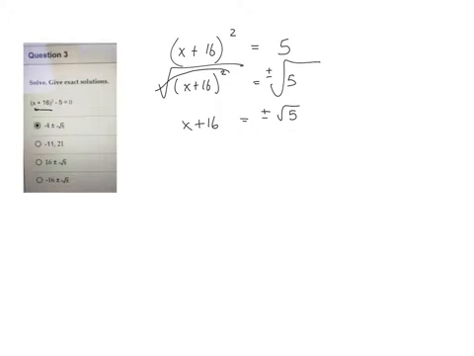Now I want to solve for x, so I have to subtract 16 on both sides. And typically we would write the minus 16 first, although you could write it as plus or minus root 5 minus 16. So you could write it like that too, but typically we write the normal number first.